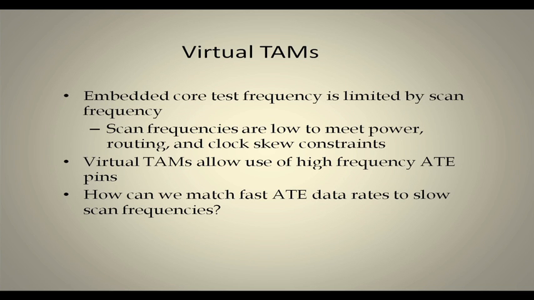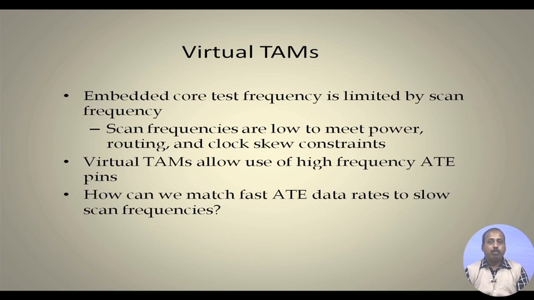So embedded core test frequency is limited by scan frequency. I cannot test a core at a frequency higher than the scan frequency suggested by the core vendor. So we cannot go beyond that, and the scan frequencies are kept low so that the power budget is met and clock skew is avoided. This core is going to be tested at a lower frequency, because that is guided by the designer specified scan frequency. Scan testing is normally done at a lower frequency, because the scan will create a large number of ripples in the chain.